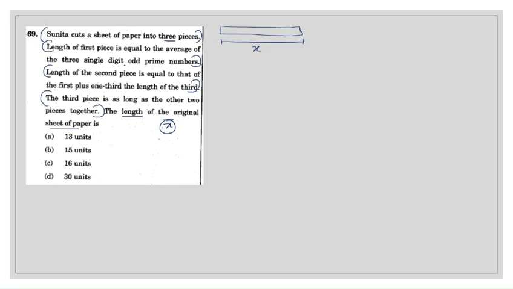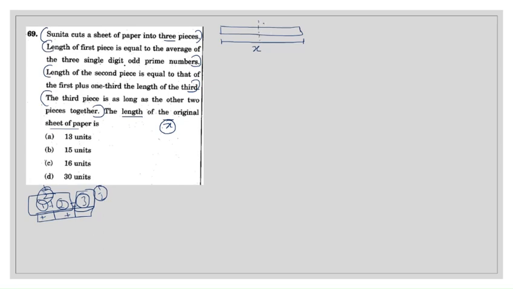So first they are saying the third piece is as long as the other two pieces together, which means suppose we divide this sheet of paper into 3 parts, then the sum of these two, that is 1 plus 2, will be equal to the third. What does equal mean? It means this will be half of the sheet and this will be half of the sheet, right?